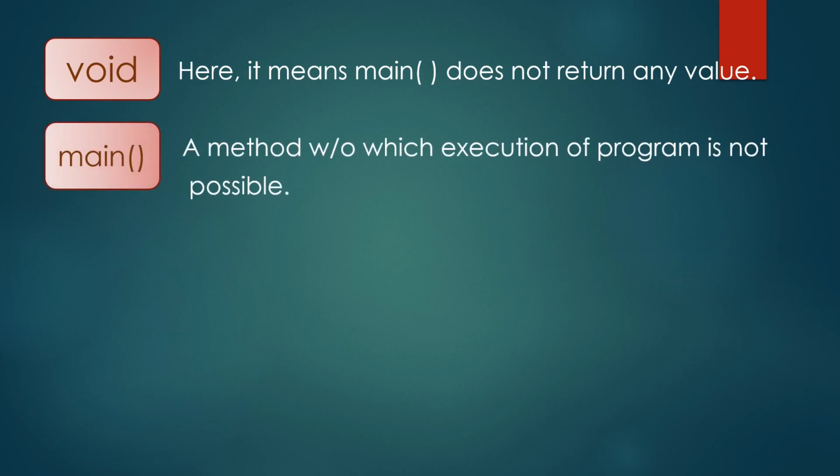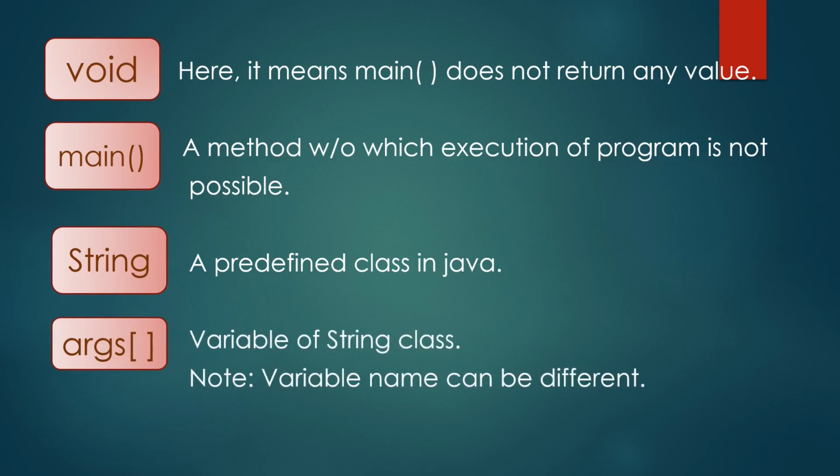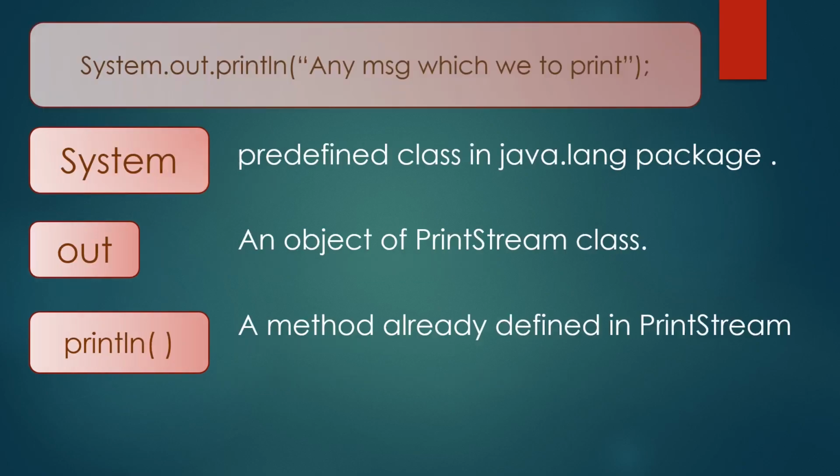So our next is the main method, a method without which execution of our program is not possible. Without declaring a main method, our program will not be able to execute. So the main method is something which is important for our execution. So our next term is String, which is basically a predefined class in Java. Args is nothing but a variable of the String class. We will also see the String class in depth in our later tutorials, so stay with us.